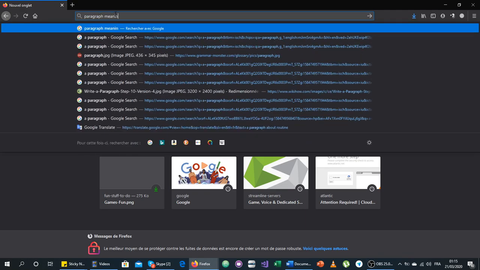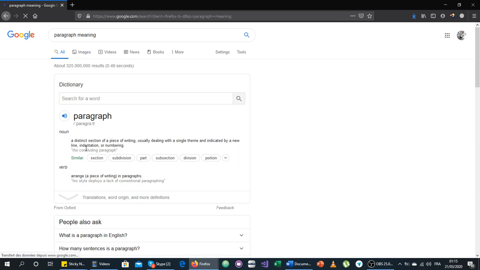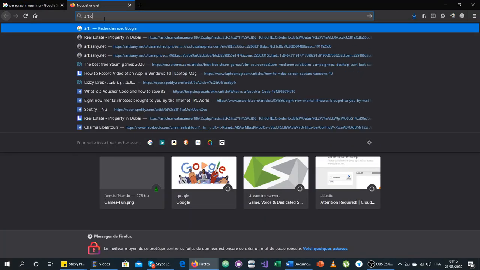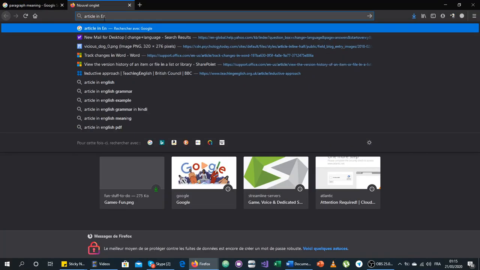Paragraph meaning. So a distinct section of a piece of writing, usually dealing with a single theme and indicated by a new line, indentation, and or numbering. So this is the definition. A distinct section of a piece of writing. What do we mean by a piece of writing? It can be an article or an essay or anything. Article in English, for example.